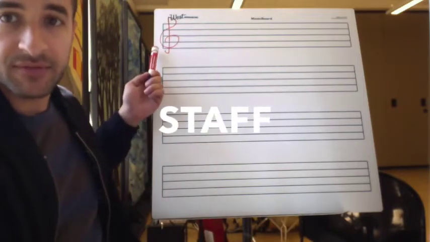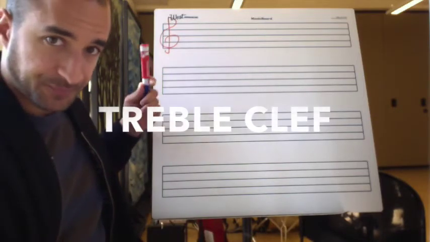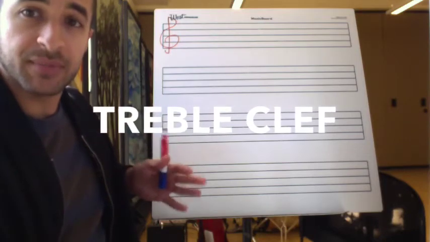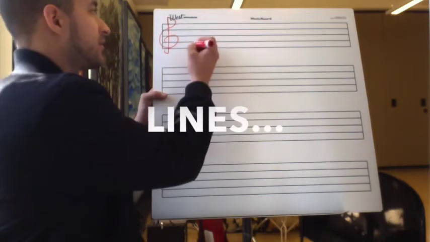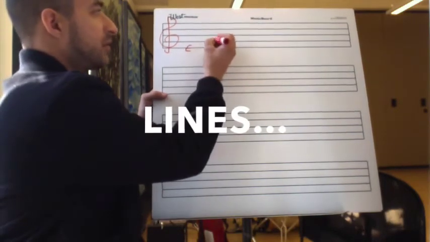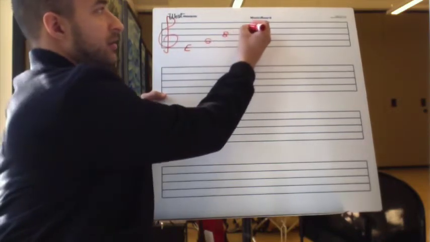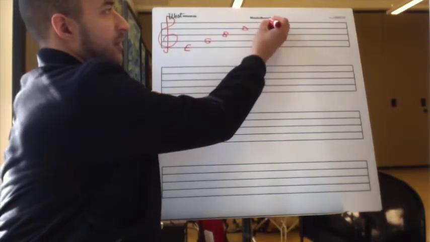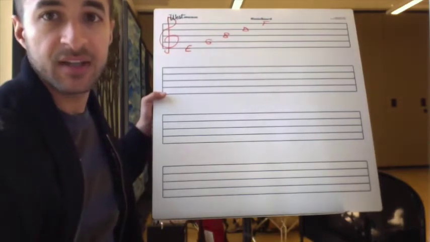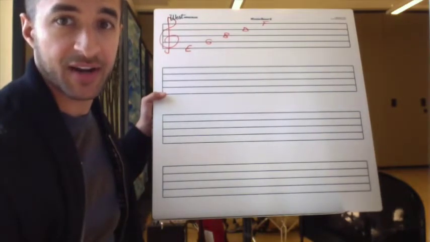In the treble clef, which is the one I'm going to teach today, the 5 lines from bottom to top are E, G, B, D, and F. Take a second and memorize that right now.